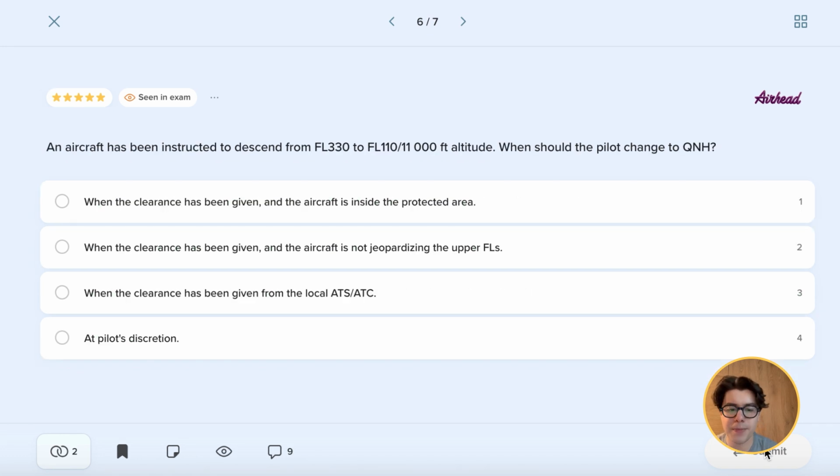So number 6, an aircraft has been instructed to descend from flight level 330 to flight level 110 or 11,000 feet altitude. When should the pilot change to QNH? So actually, this question is twofold. First of all, by law, the moment you're cleared to an altitude or the moment you are cleared to a flight level, you actually are allowed legally to change to either your standard pressure setting or your altitude.